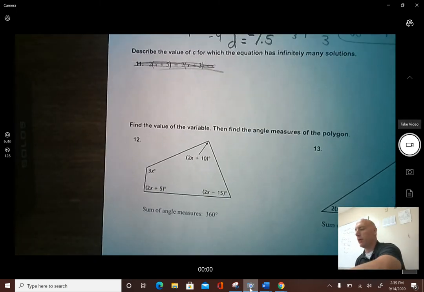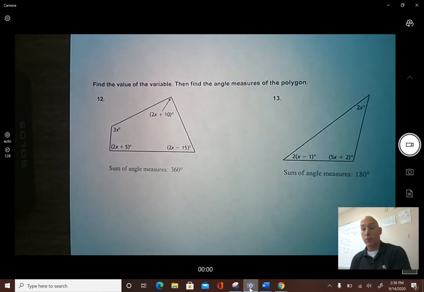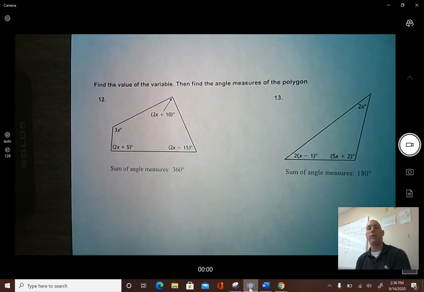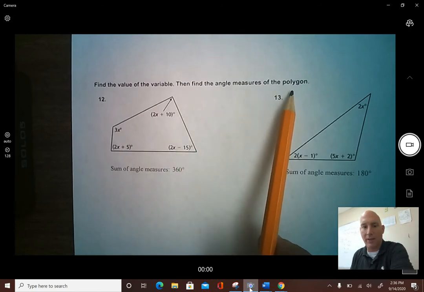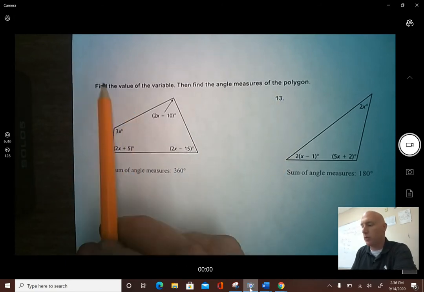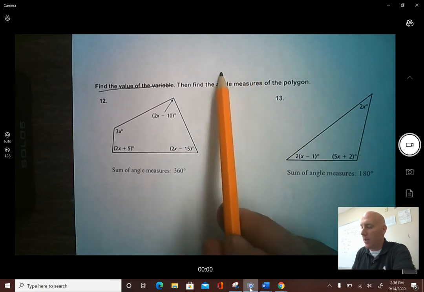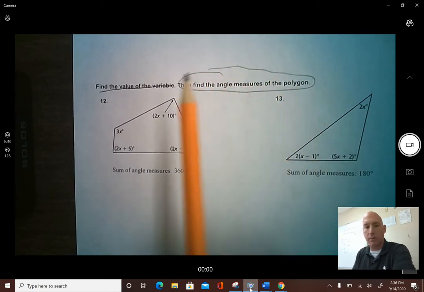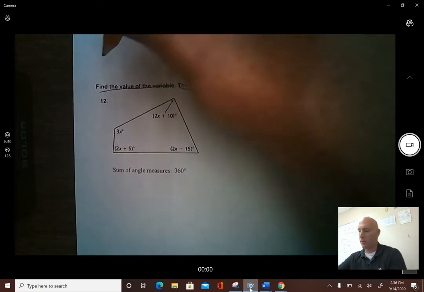We will now be going on to numbers 12 and 13. These ones I can only tell you, to be brutally honest, make sure you know how to do these problems, okay? Find the value of the variable, then find the angle measures of the polygon. You have two things you must do to get credit. You have to find the value of the variable, in other words, solve for x, and then you're going to have to find the measure of the angle of each polygon. So first we're going to have to find x. That's what this means, find x.